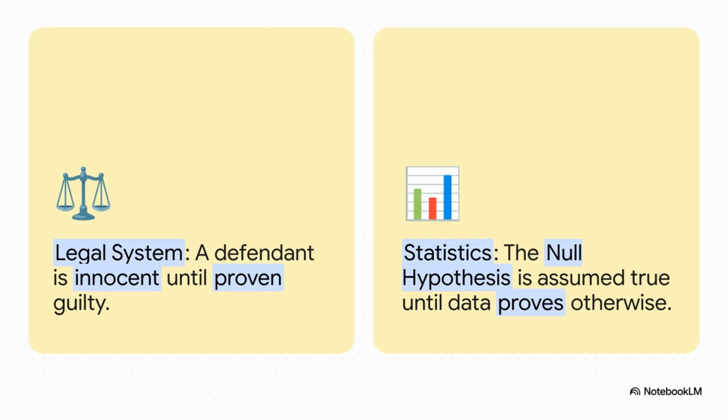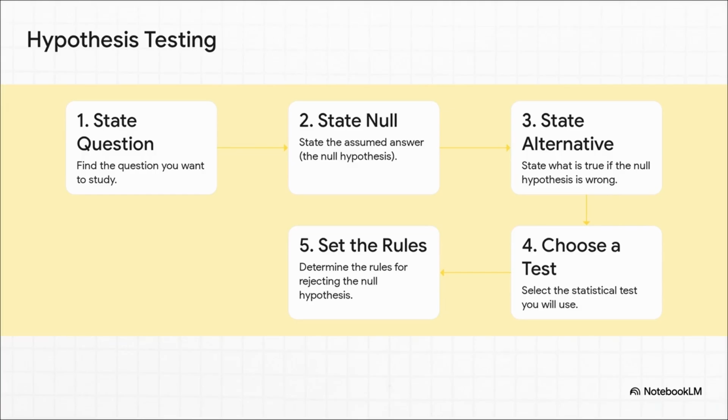Well, in statistics, an initial claim, what's called the null hypothesis, is assumed to be true. You need to gather strong enough data to prove it's false. And this gives you a really clear, logical framework for the whole thing. You see, you start with a question. Then you state the default assumption. That's your null hypothesis. And then you state what you're trying to prove instead.